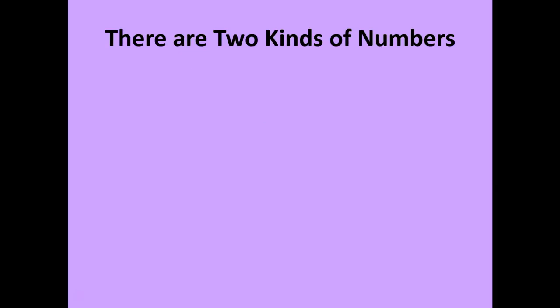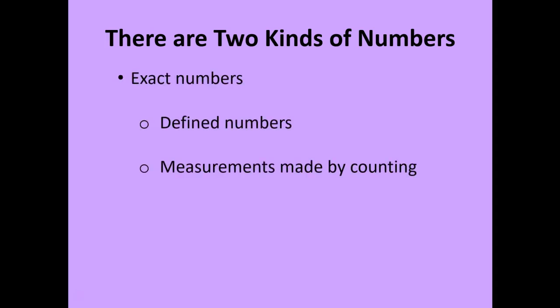There are basically two kinds of numbers when we're talking about significant figures. There are exact numbers. These are defined numbers. For example, there are exactly 3 feet in a yard. There are exactly 12 inches in a foot. There are exactly 100 centimeters in a meter, etc. Those have exact values. They're not determined by measurement, they're determined by definition.